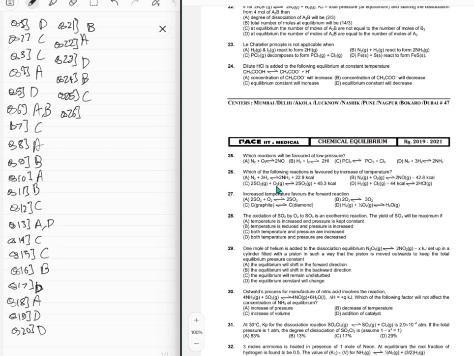So this is plus something is exothermic. No. No. Yes. No. So B.